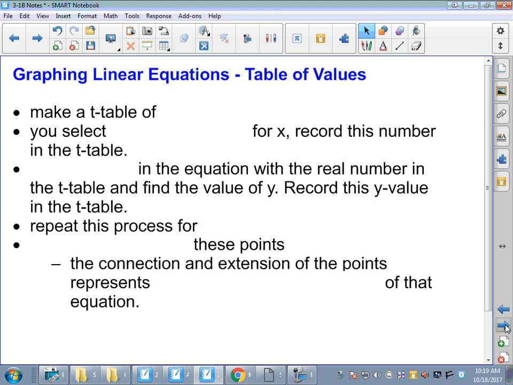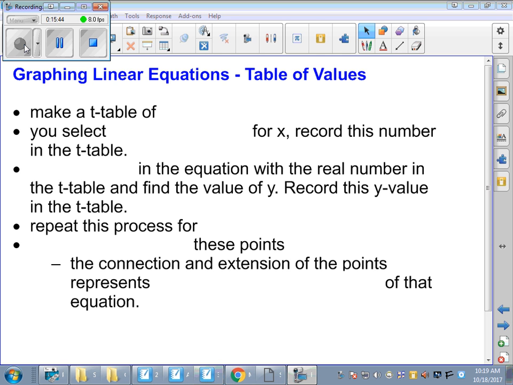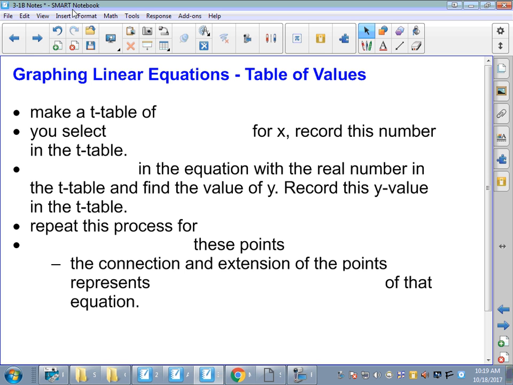Last thing we have to do here is just talk about graphing these things. And we're going to talk about several different ways to graph lines, but the first of the many ways is by using a table of values. So you're going to make a t-table. The reason we call it a t-table, that looks like a little lowercase t. One side represents our x coordinates, the other represents our y coordinates.